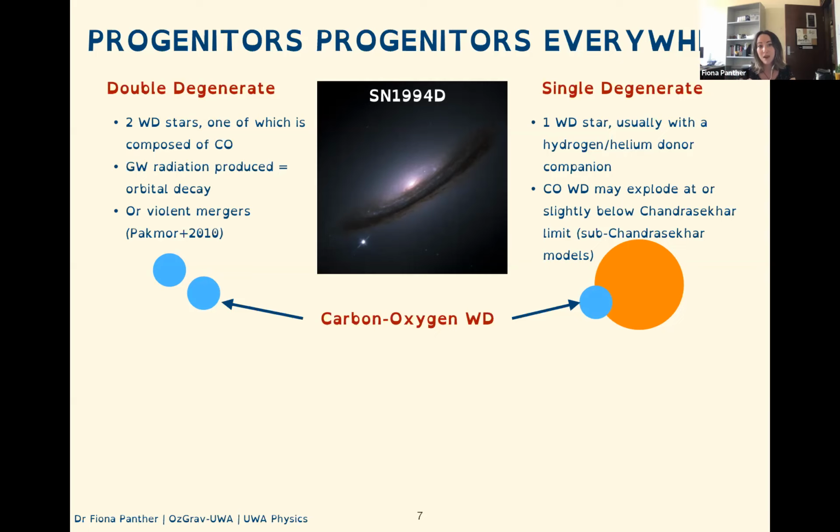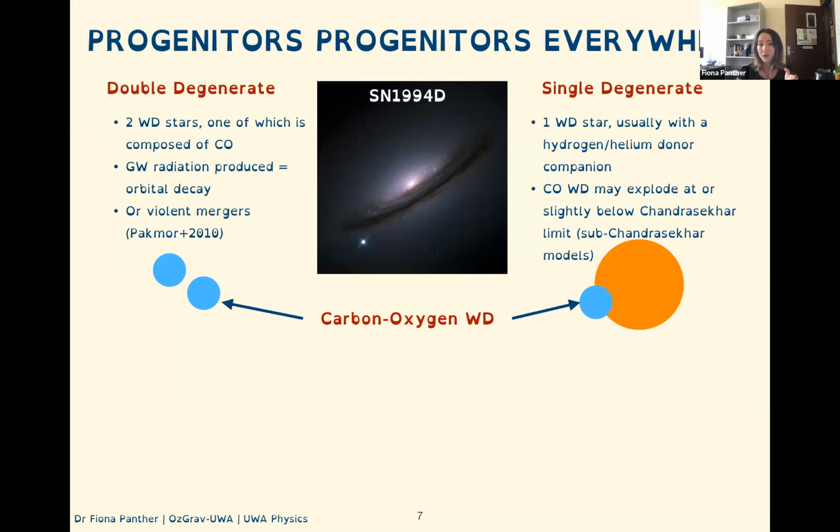The other idea behind this, which was popular for a little while, was the idea of violent mergers. So the idea that these two things could have some dynamical process which causes them to collide quite violently. So this was a really nice paper by Rüdiger Pakmor from 2010. It's a really, really interesting idea.